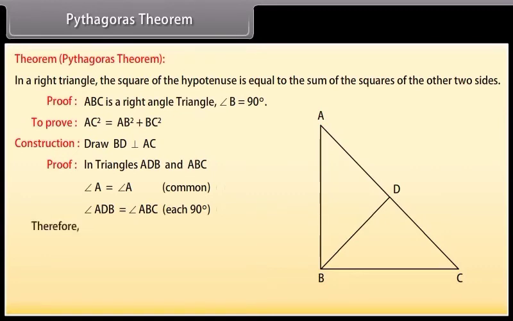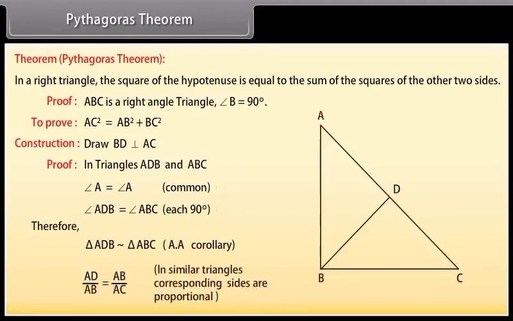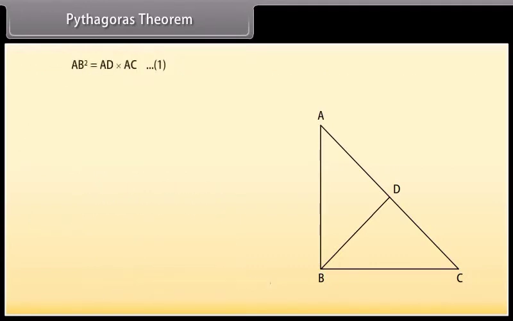Therefore, by AA corollary, triangle ADB is similar to triangle ABC, which implies that AD upon AB equals AB upon AC, because in similar triangles, corresponding sides are proportional. Or we can write it as AB square equals AD into AC, mark it as 1. Similarly, BC square equals DC into AC, mark it as 2.